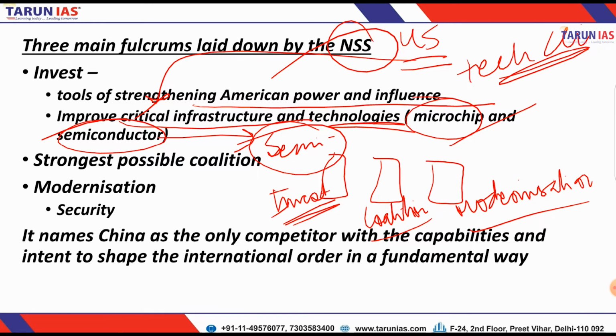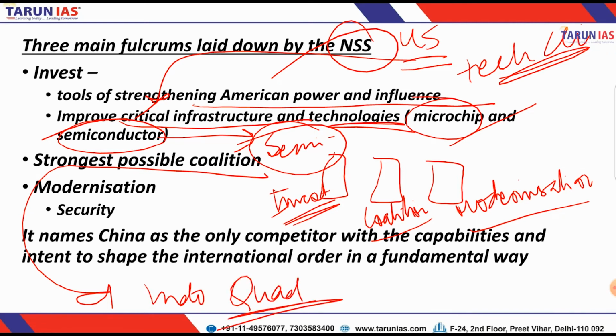The second pillar is the strongest possible coalition. Now if you look at the US strategy, the US has been talking about the Quad in the Indo-Pacific region, I2 and U2 in West Asia. So it is trying to build coalitions and modernize its security.